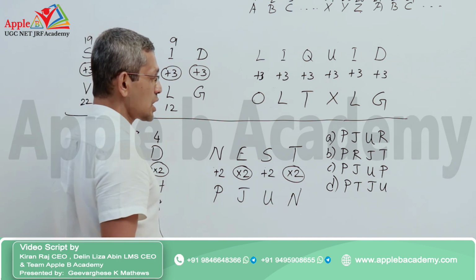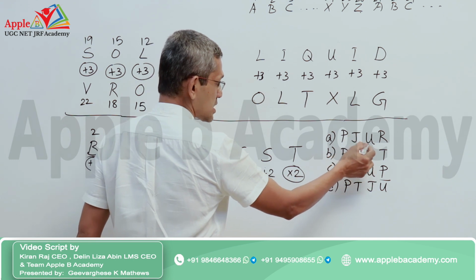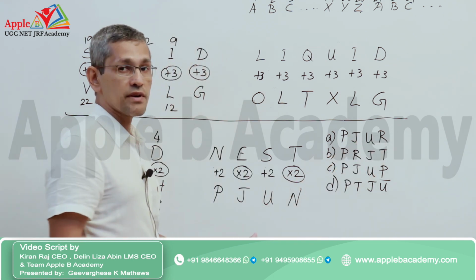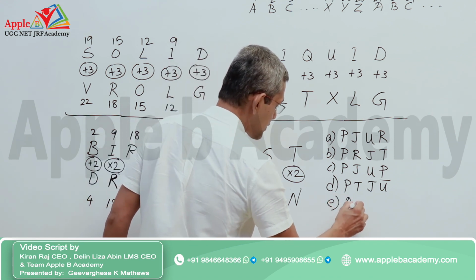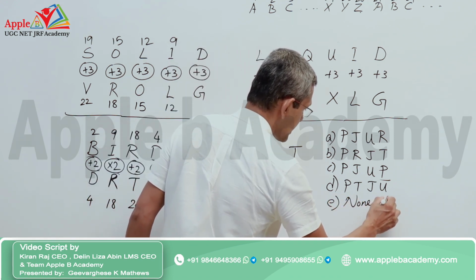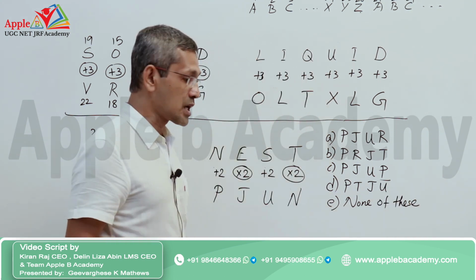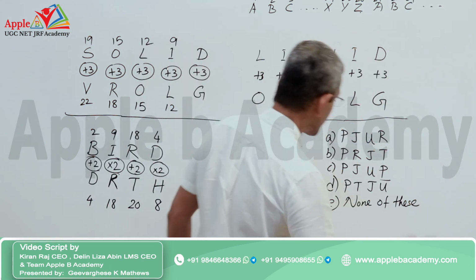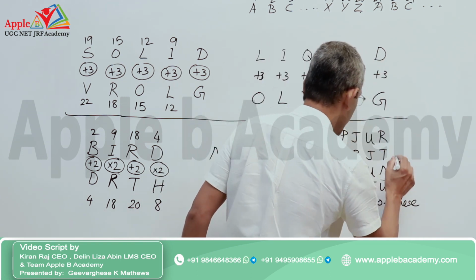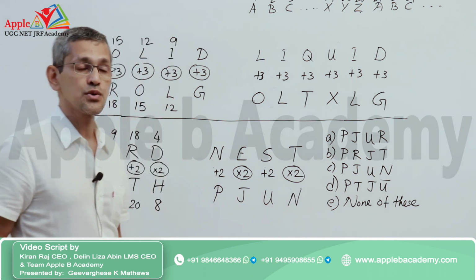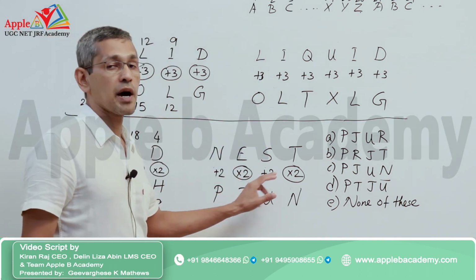So P, J, U, we have P here. Any other answer choice? P, J, U, R here. We don't have an answer. So in this question, if none of these is given, then the perfect answer would be none of these. Otherwise, the answer would be P, J, U, N. If you have an answer choice P, J, U, N, that would be correct. So this is the pattern you have.